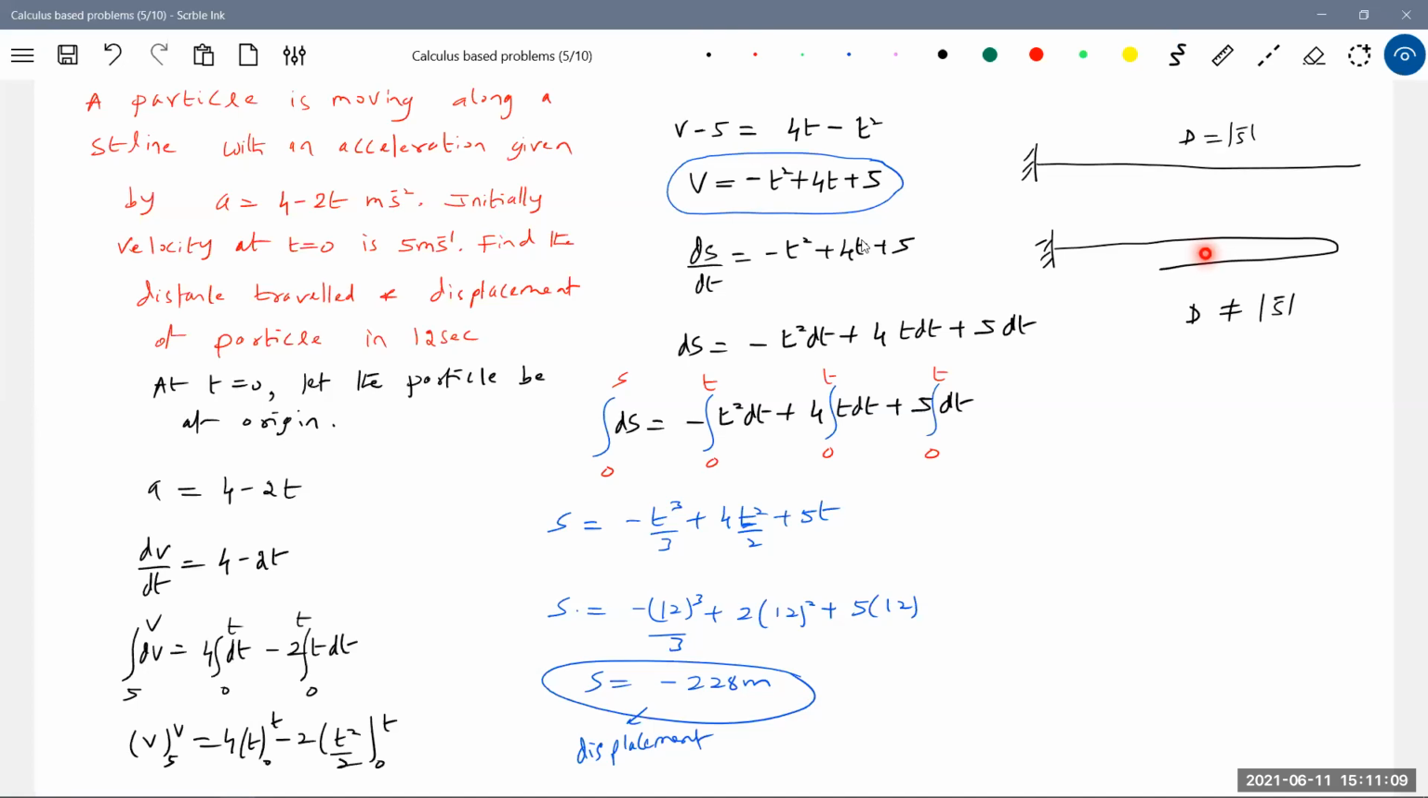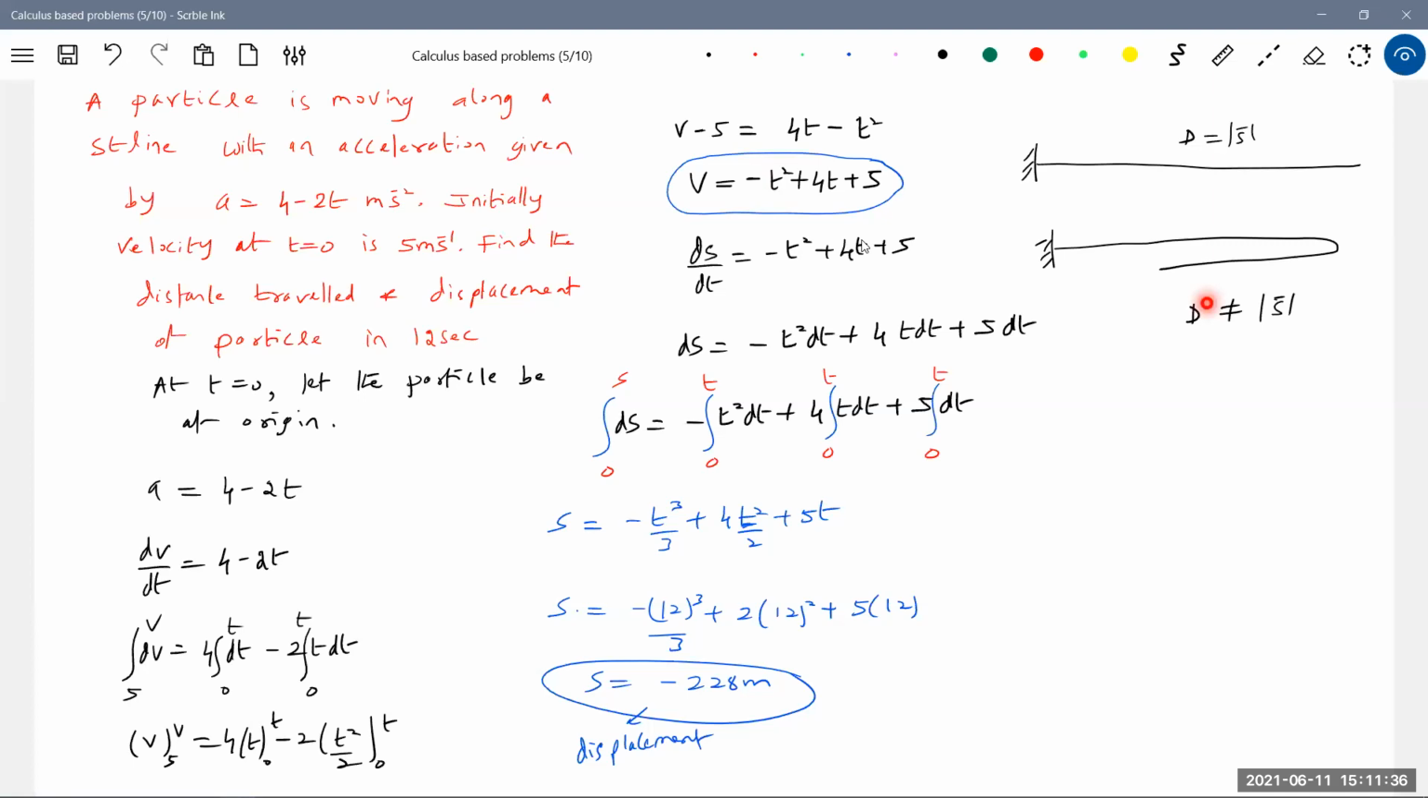What method can you use to find out how to check whether the motion is of this kind for 0 to 12 seconds? If the velocity takes only one sign, then it doesn't change its direction of motion. Between 0 to 12 seconds, if we have both positive and negative values of velocity, it means it is changing direction of motion. In that case, the displacement and distance covered will not be equal. That is the basic idea.